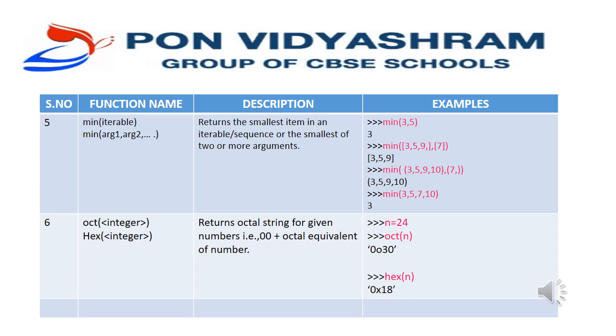See the example, n is equal to 24. I have passed the value 24 to the variable n. So next, what I am going to do is oct of n. I am going to convert the 24 into an octal number. So I will receive the octal equivalent for 24, that is 0o30. Next, for the same number, I am going to convert 24 to a hexadecimal number. So hex of n will return the hexadecimal value for the given n, that is 24.